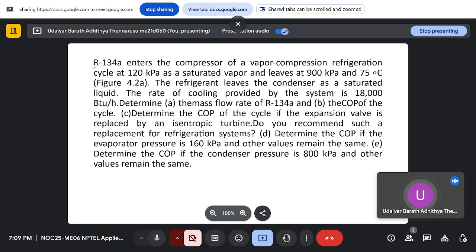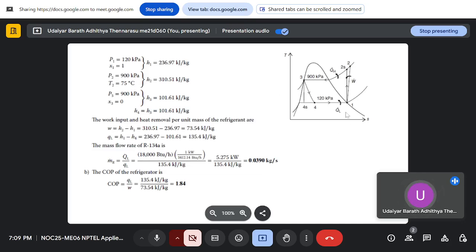So your refrigerant is R134a, so we'll go with an R134a chart or table. This is like a steam table for R134a. Initially your pressure at 1 and 4 is 120 kilopascal, and at 2 and 3 is 900 kilopascal. So P1, ideally, is saturated vapor at the compressor inlet.